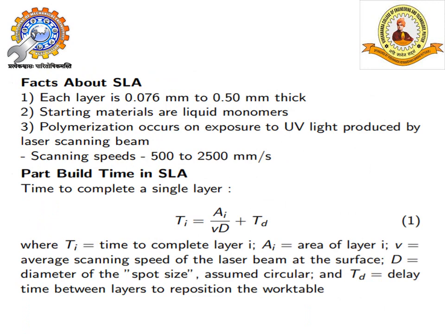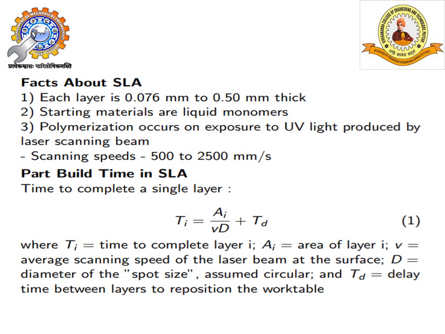Facts about the SLA. Each layer is configured with 0.076 millimeters to 0.5 mm thickness. This is the thickness we can control with the SLA. The starting materials are always liquid monomers or liquid polymers. Third, polymerization occurs on exposure to ultraviolet light produced by the laser scanning beam. The raster scanning speeds range from 500 to 2500 millimeters per second.